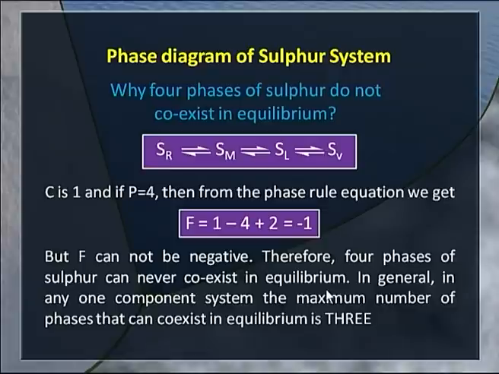We have only a 3 phase equilibrium, any 3 combination. In general, we can make a statement that for any 1 component system, the maximum number of phases that can coexist in equilibrium is 3.